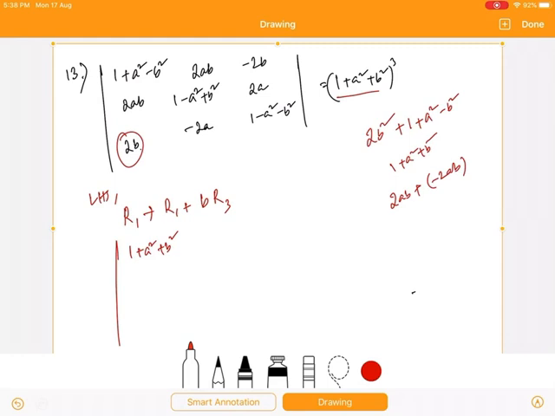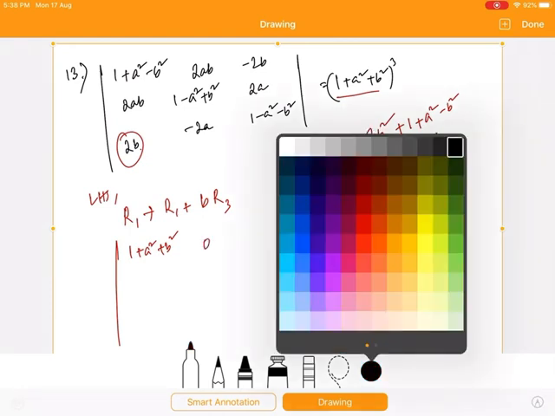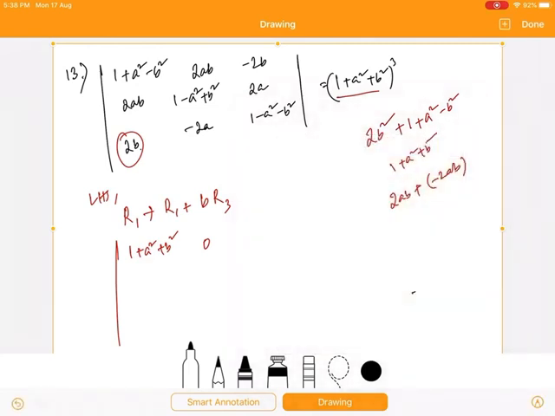I am multiplying b with this one, then adding with that one. So I get what? 2ab minus 2ab. So it is 0. Come on, tell me. Yes or no?